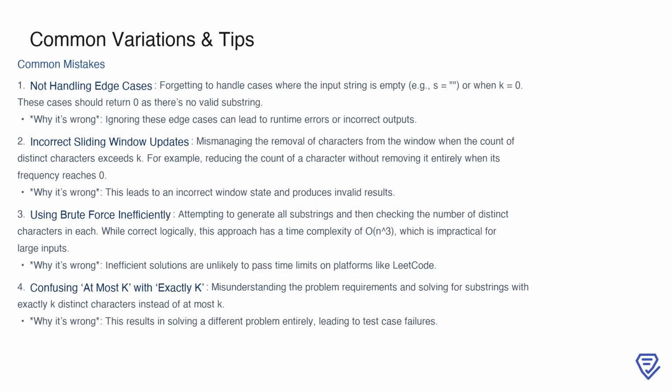In this section, we'll focus on common mistakes to avoid when solving the problem of finding the longest substring with at most k distinct characters. One frequent issue is neglecting edge cases, such as when the input string is empty or when k is 0. These scenarios should return 0 because there are no valid substrings to consider. Overlooking these cases can lead to runtime errors or incorrect outputs.